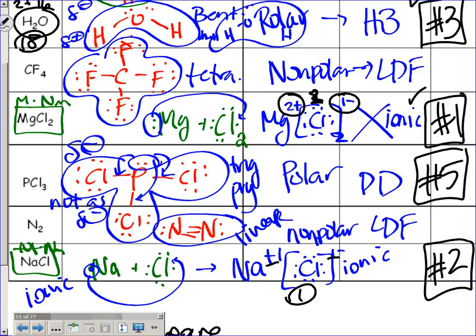There are 32 because you counted up your valence electrons before you started drawing your figures. And here there are 10 because nitrogen has 5 each. But you can even look on the structures themselves. You can see there's a ton more electrons here. So who has the stronger London dispersion force? CF4. So this would be number 6, and nitrogen would have to be number 7.